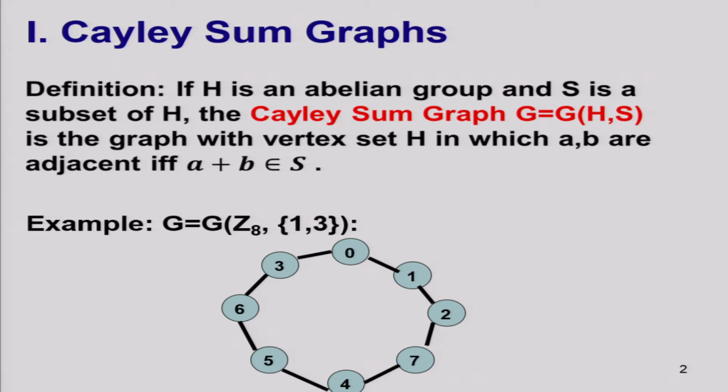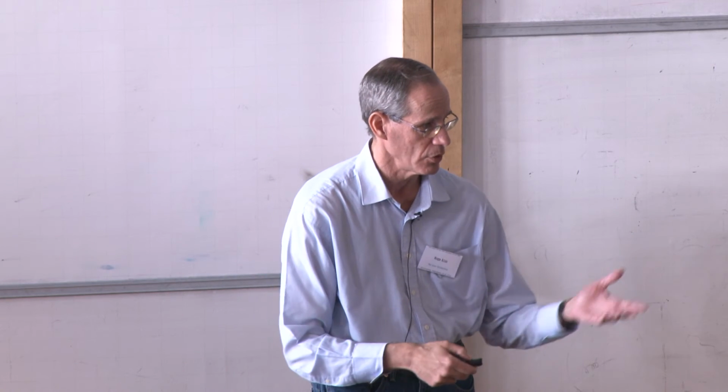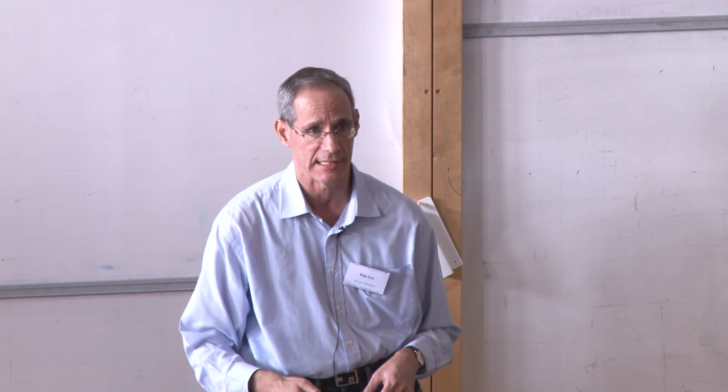Okay, so we see here, for example, the group is a cyclic group with 8 elements, and the set S is {1, 3}, and you see that 0 is joined to 3 and to 1 because the sum is 3 and 1. 1 is joined to 0 and 2 because these are exactly the two numbers whose sum belongs to S, and so on. So in this case, we just get a cycle.